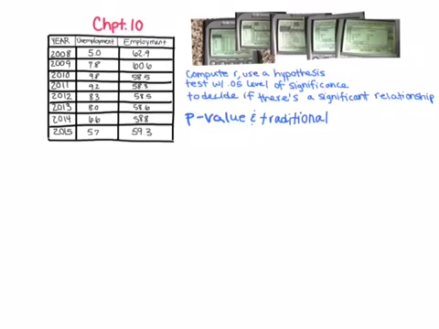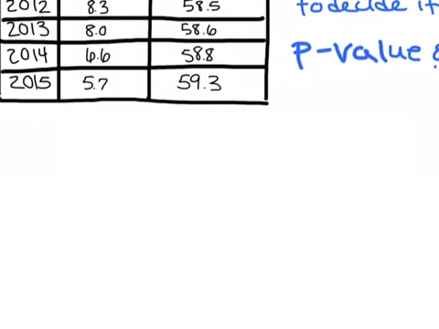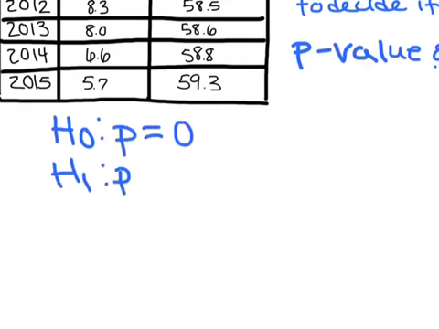So first we need to make a hypothesis test. You need to do your null hypothesis, so it's going to be H0, which is ρ equals 0. Then your H1, which is ρ is not equal to 0.